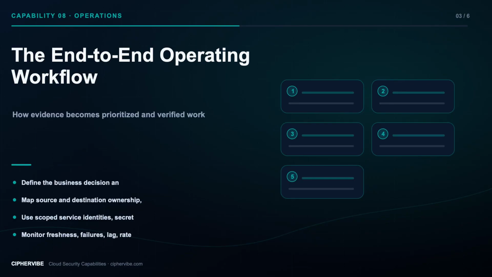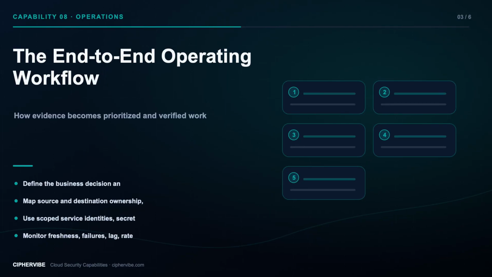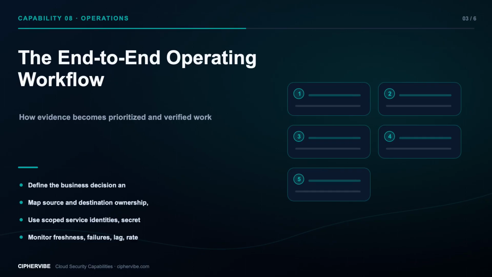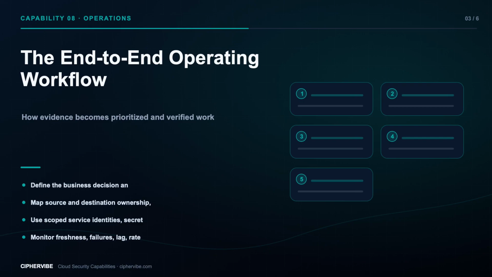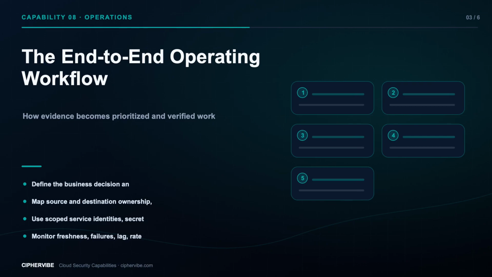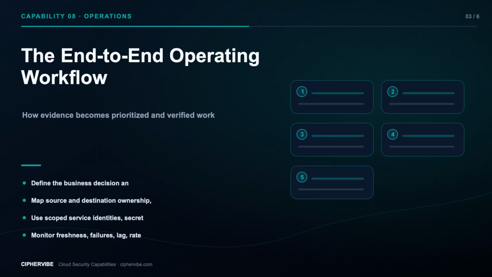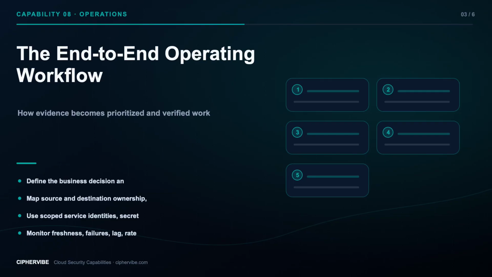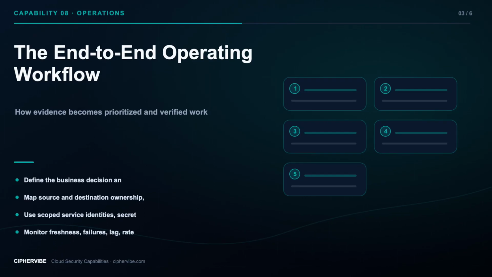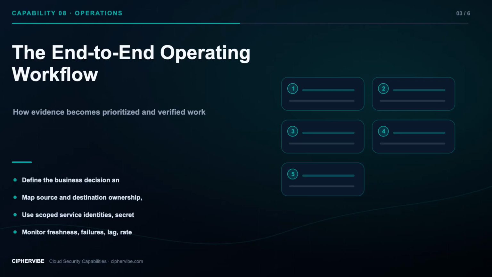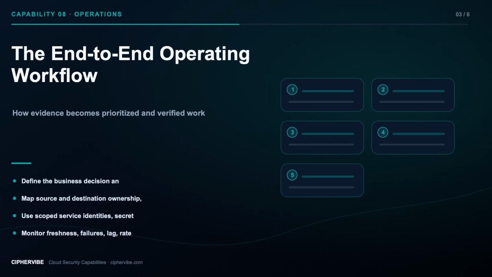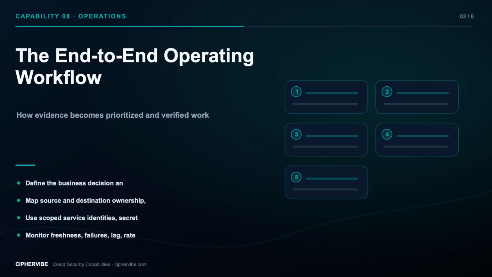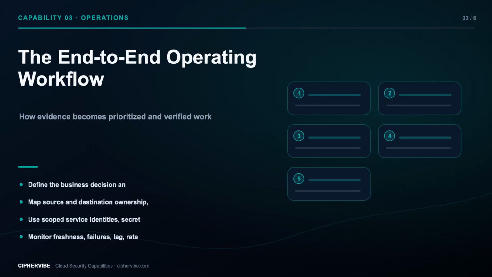First, define the business decision the integration supports before selecting fields or authentication methods. Second, map source and destination ownership, identifiers, status models, update direction, and conflict resolution. Third, use scoped service identities, secret rotation, validation, idempotency, correlation identifiers, and replay protection. Fourth, monitor freshness, failures, lag, rate limiting, schema drift, duplicate creation, and authorization errors. Fifth, test upgrades and failure modes, document recovery, and remove credentials when an integration is retired.